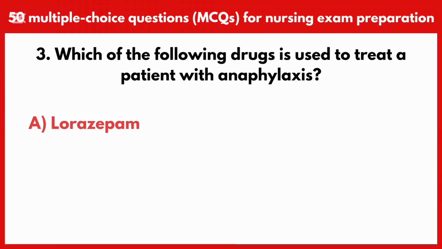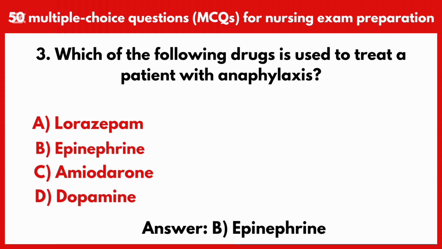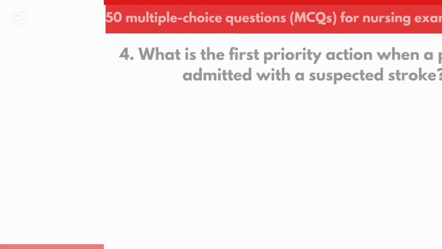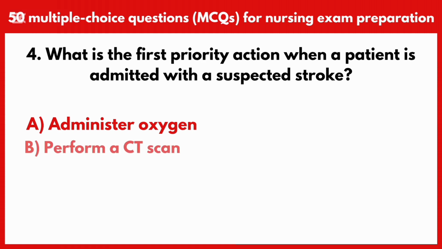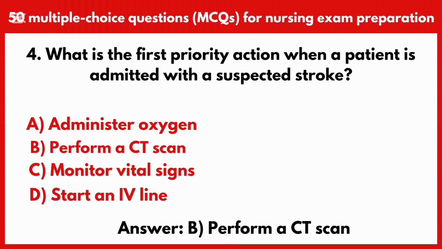Which of the following drugs is used to treat a patient with anaphylaxis? Correct answer is option B, epinephrine. What is the first priority action when a patient is admitted with a suspected stroke? Correct answer is option B, perform a CT scan.